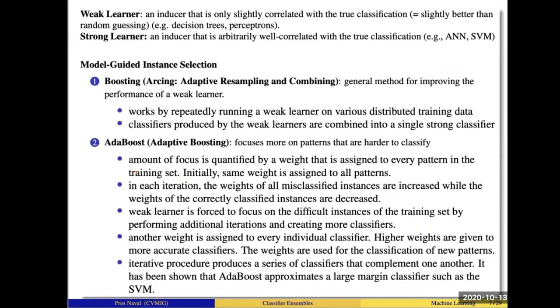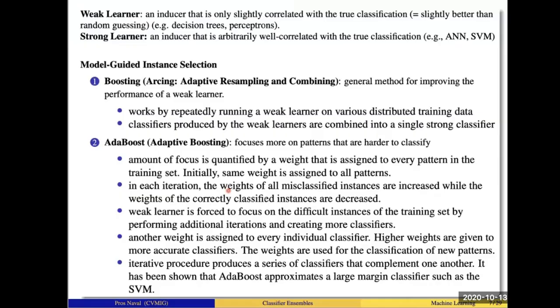Now, the amount of focus for AdaBoost is quantified by a weight that is assigned to every pattern in the training set. And initially, the same weight is assigned to all the patterns. We will have an example of this at the end, so this will be clearer later on.